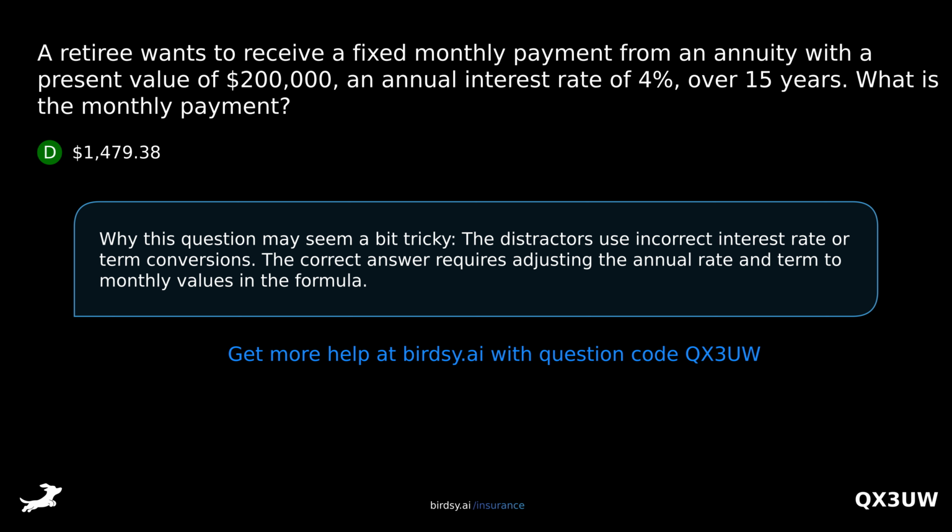The distractors use incorrect interest rate or term conversions. The correct answer requires adjusting the annual rate and term to monthly values in the formula.